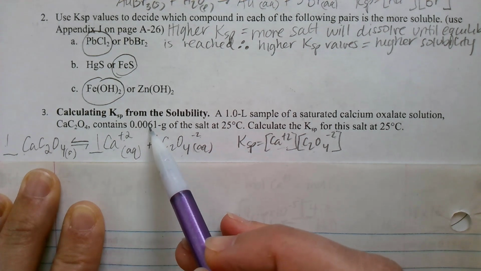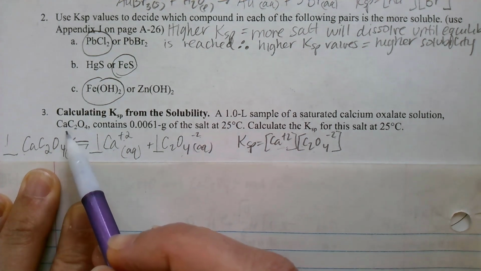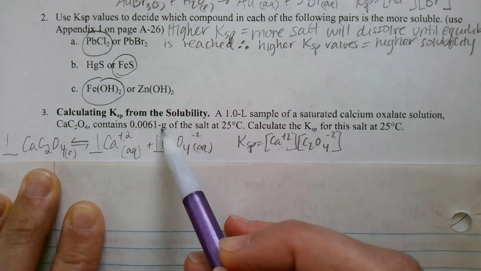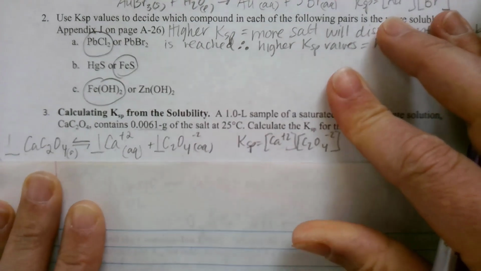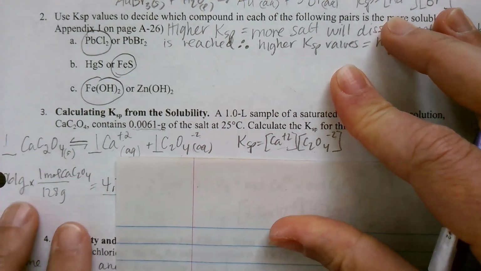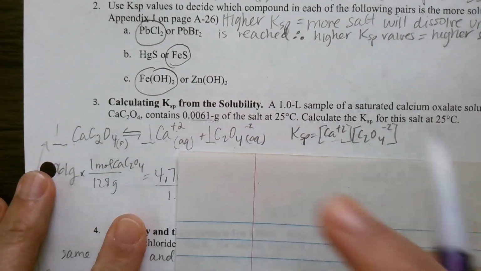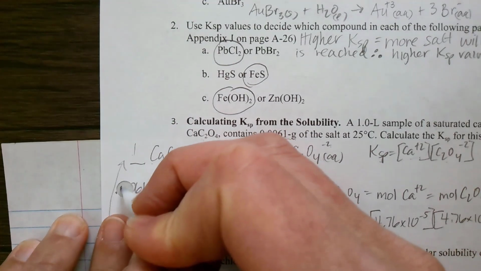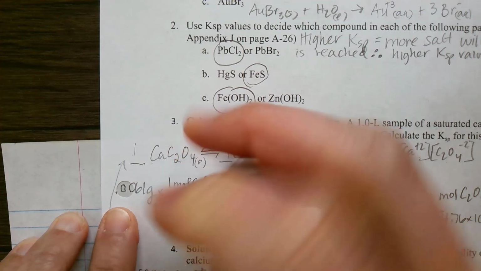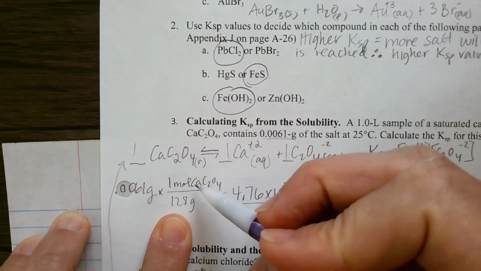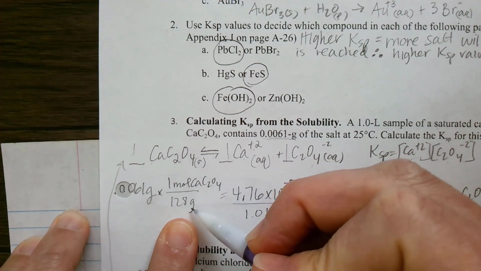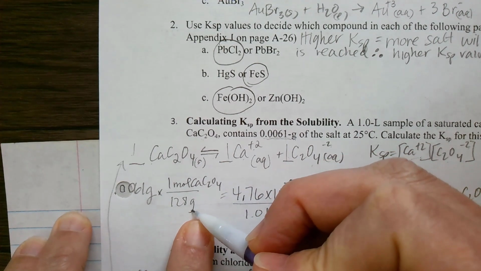Now we know that we have 0.0061 grams of calcium oxalate. Whenever we have grams, we need to get to, that's right, moles. So I'm going to, I know this got cut off by my hole punch here, 0.0061 grams. And I found the molar mass of 1 calcium, 2 carbons, and 4 oxygens was 128 grams of calcium oxalate.